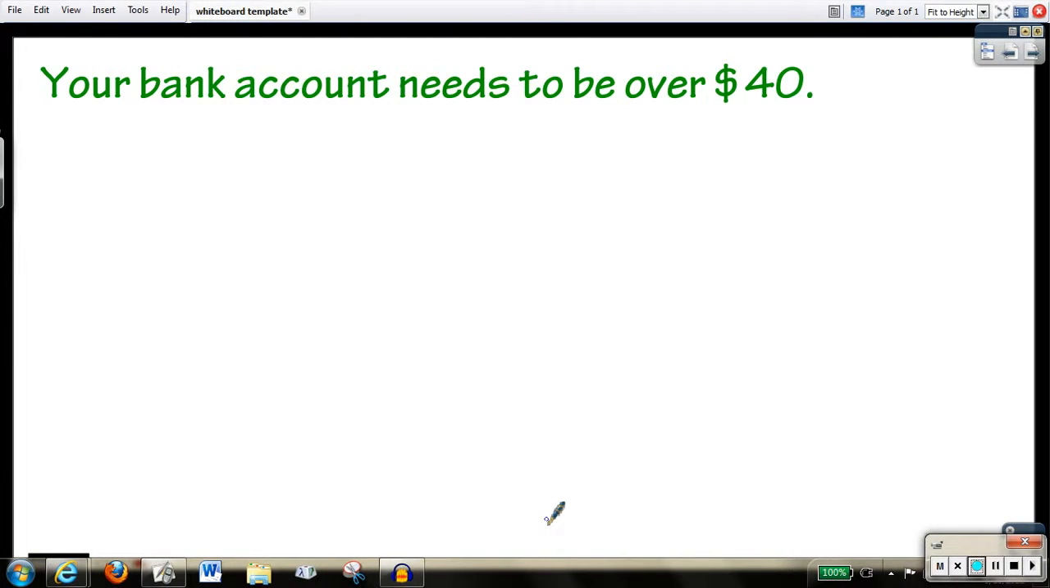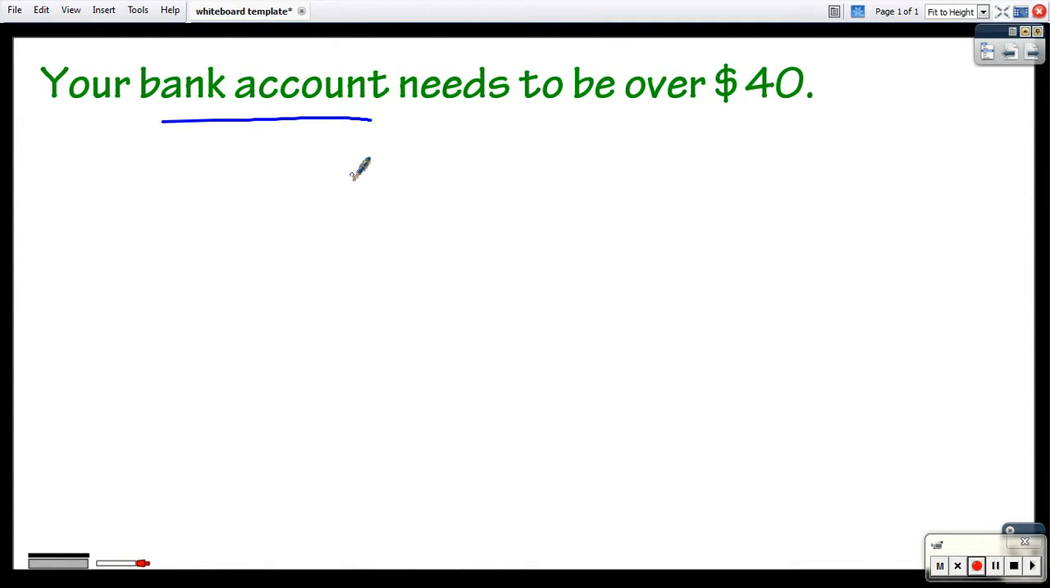All right. Let's take a look at the following problem. Your bank account needs to be over $40. So what we'd like to be able to do is to translate this into a mathematical statement. So we're looking at our bank account. So I'm thinking for my variable, I'm going to choose B to represent the bank account.